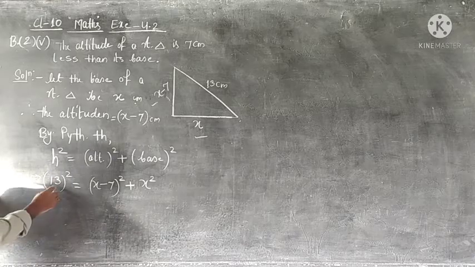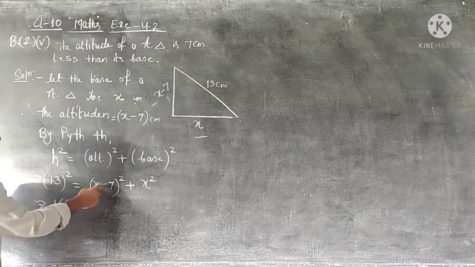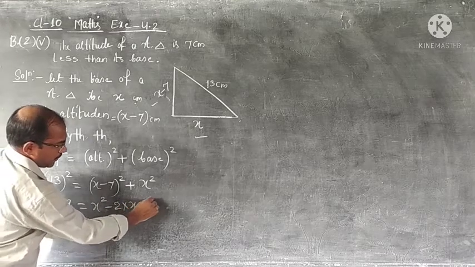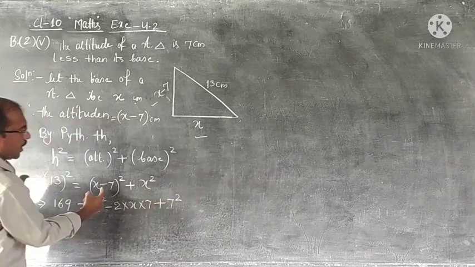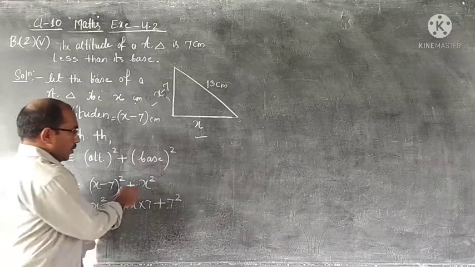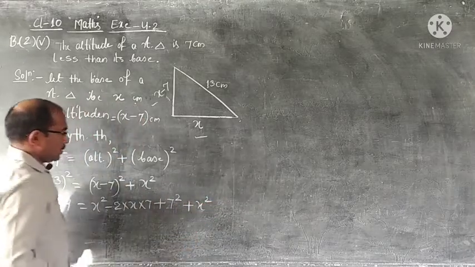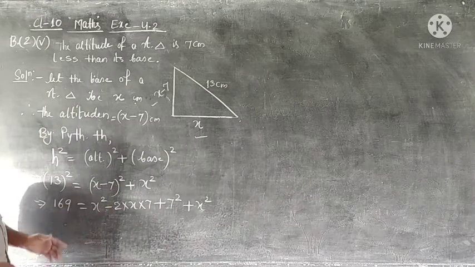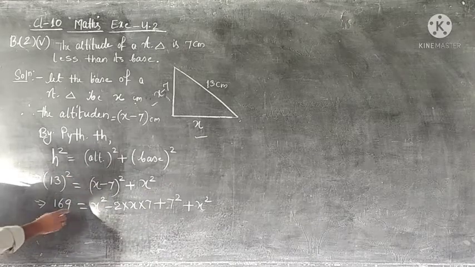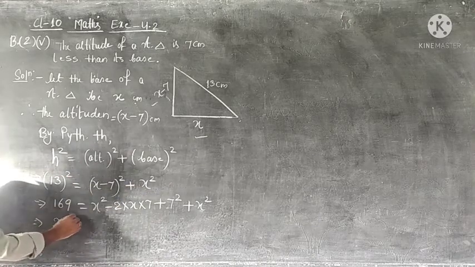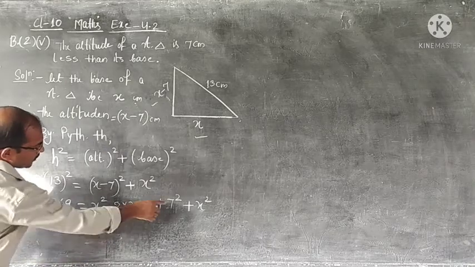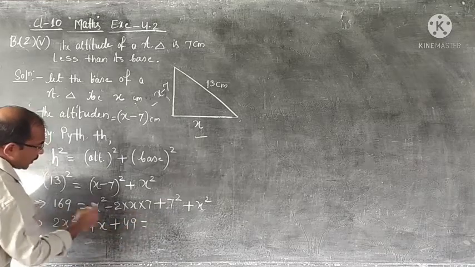We'll continue. 13 squared is 169. (a minus b) whole square is a square minus 2ab plus b square. This is a very common identity, every time we use it. Plus x square. What comes then? x square plus x square, 2x square, minus 14x, plus 7 square, 49, is equal to 169.